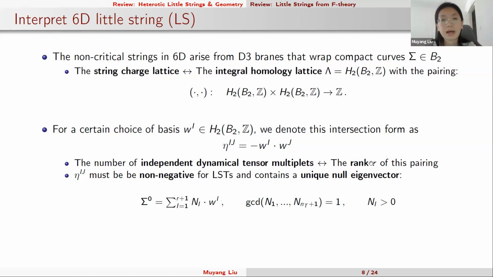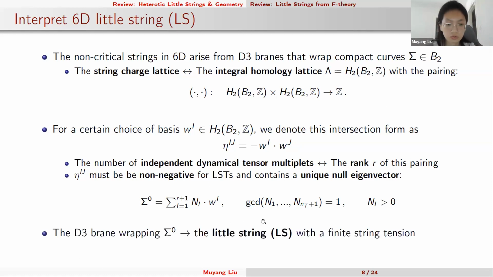Namely, the rank of this pairing gives the number of independent dynamical tensor multiplets. And also this matrix has a unique null eigenvector, as required by the little string theory. Namely, the eigenvector is Sigma_0. And once you use the D3 brane to wrap this compact curve Sigma_0, it gives rise to the so-called little strings, which have finite string tension everywhere in the moduli space.